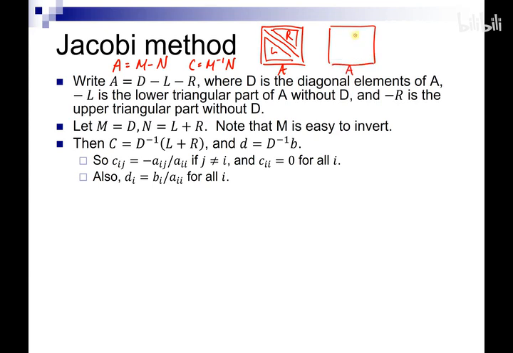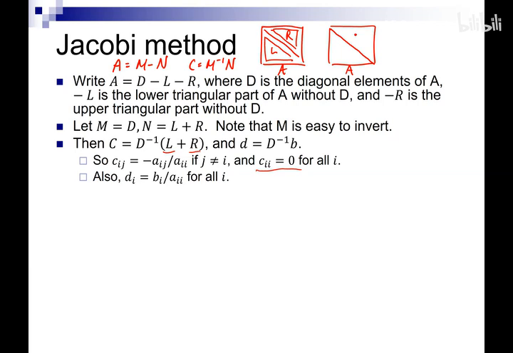So if you take the ijth entry, if it's on the diagonal, notice that this L plus R has only zeros on the diagonal, because of the way you form L and R: you don't include the diagonal elements. So L plus R has zeros on the diagonal, and all these C_ii are going to be 0.